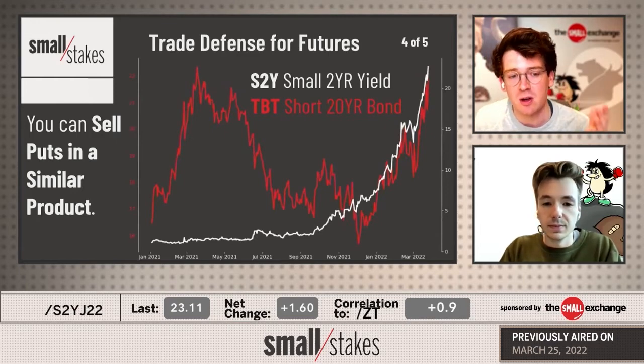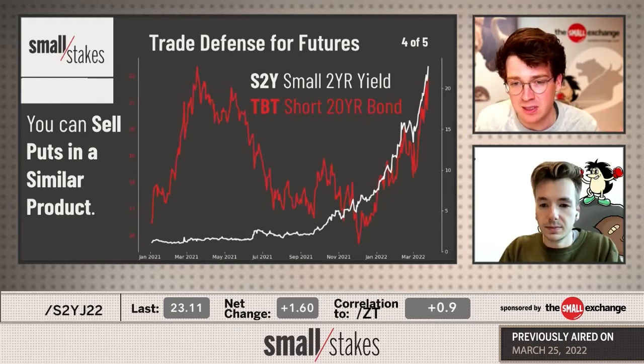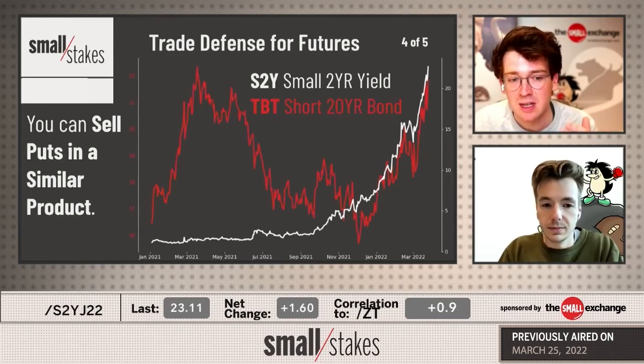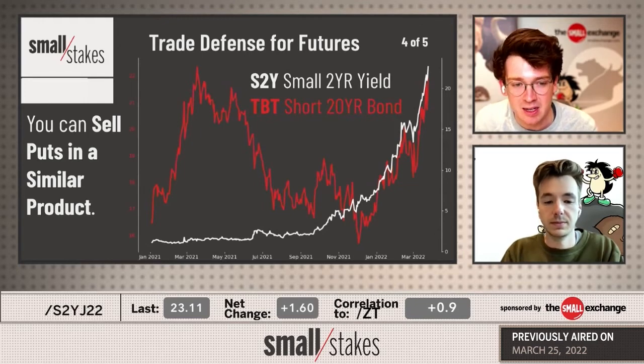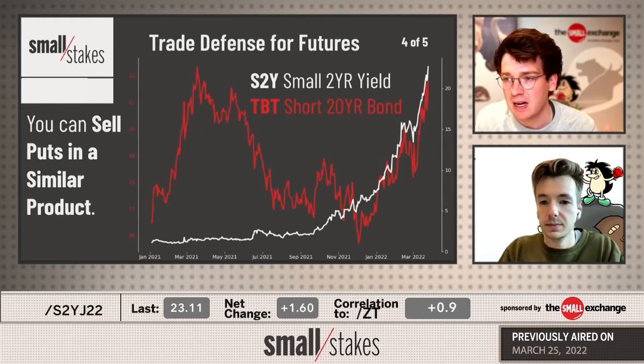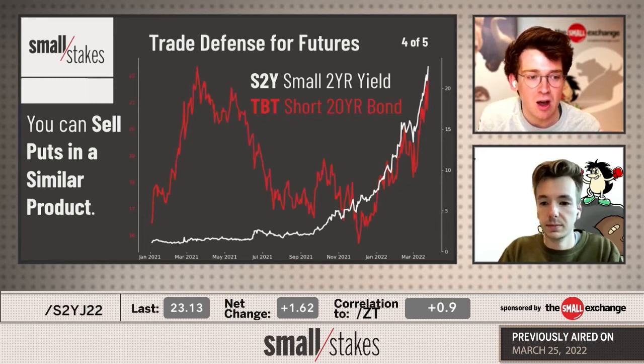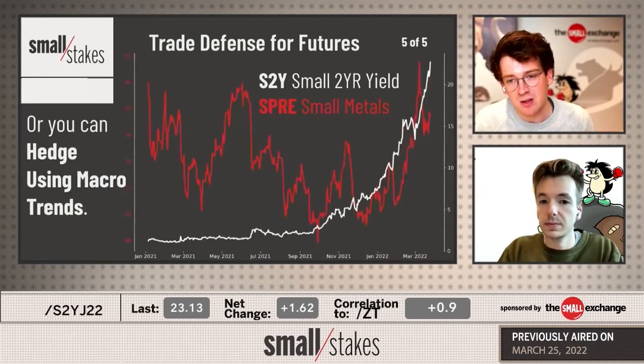Also, Mike, you can go to a similar product like TBT, which is a short bond, but for all intents and purposes, kind of like a long yield product. And I could be short 2-year yield futures and sell a put in that TBT 1-for-1. They're very similar size products, and offset some of my risk there. I'm short maybe the S2Y around 20, and I sell the 20 or 21 puts in TBT for 50 cents or a full dollar, offsetting some risk there as well, getting some trade defense.